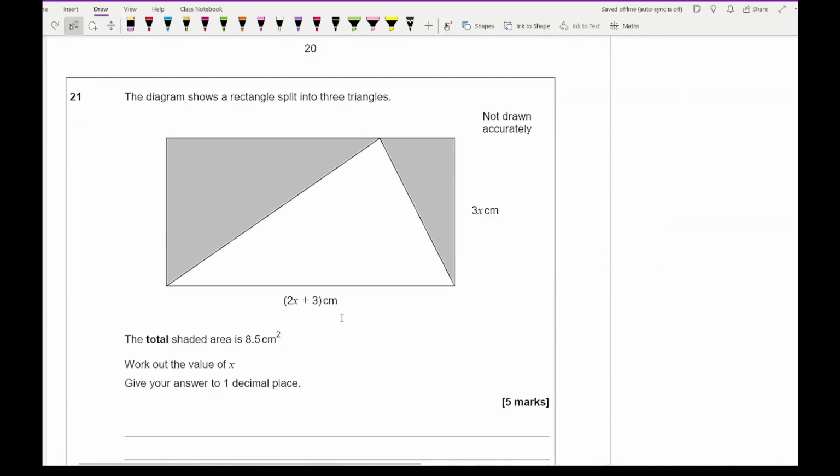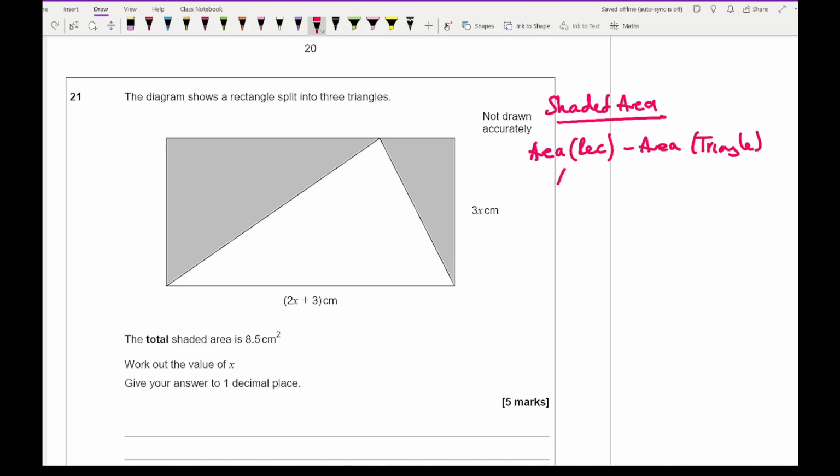Then moving on to question 21, it says the diagram shows a rectangle split into 3 triangles. The total shaded area is 8.5 centimeters square. Work out the value of x. So first things first, to work out the shaded area, it's going to be the area of the rectangle minus the area of the triangle.